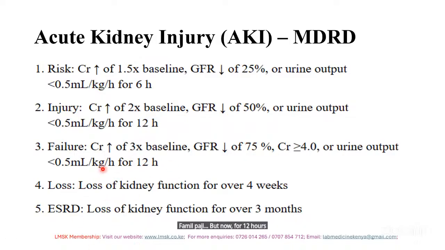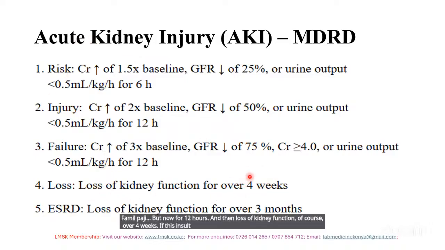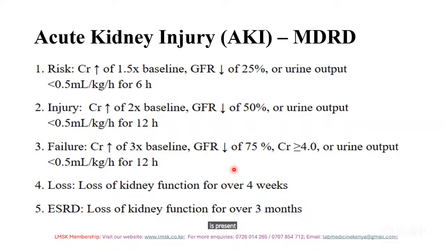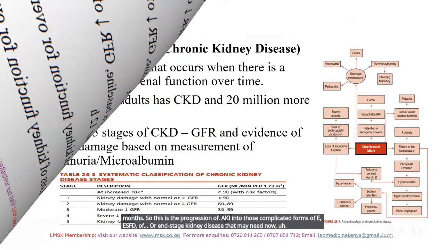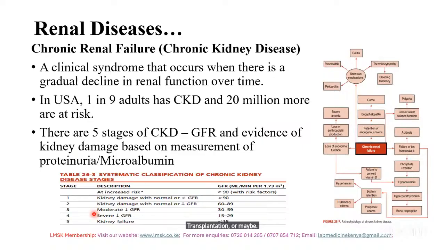And then loss of kidney function, of course, if this insult is present for more than 4 weeks. Then we have end-stage renal disease, which is complete loss of renal function for over 3 months. So this is the progression of AKI into those complicated forms of ESRD or end-stage kidney disease that may need transplantation or maybe someone to be put on hemodialysis.